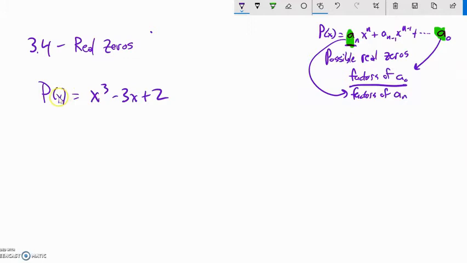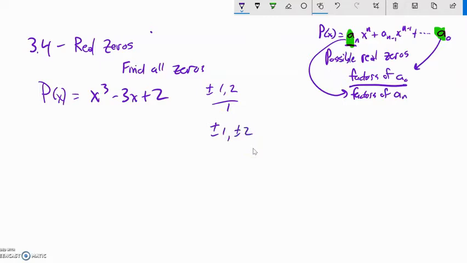So here is my polynomial. P of x is x cubed minus 3x plus 2. And I'm going to have to find all the zeros of this. So first off, let me think about my possibilities. My possibilities are factors of the last term, so plus or minus 1 or 2, over the first term, which is just 1. So really, I just have 4 possibilities, plus or minus 1 or plus or minus 2.